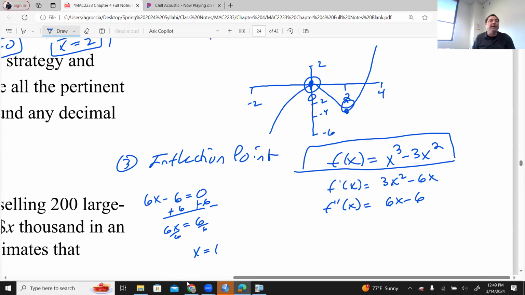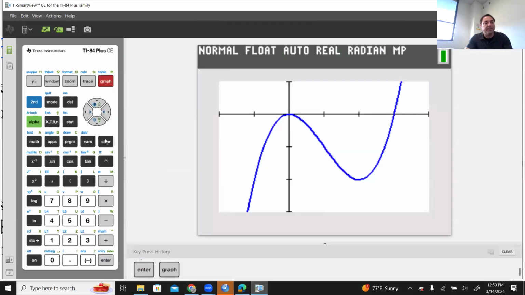Now again, it's not just 1. A lot of times people put 1 and you're not going to get full credit for just 1. It's literally called an inflection point. So we have the 1. Do I plug the 1 into the original derivative or second derivative? Original. It's all about the original.